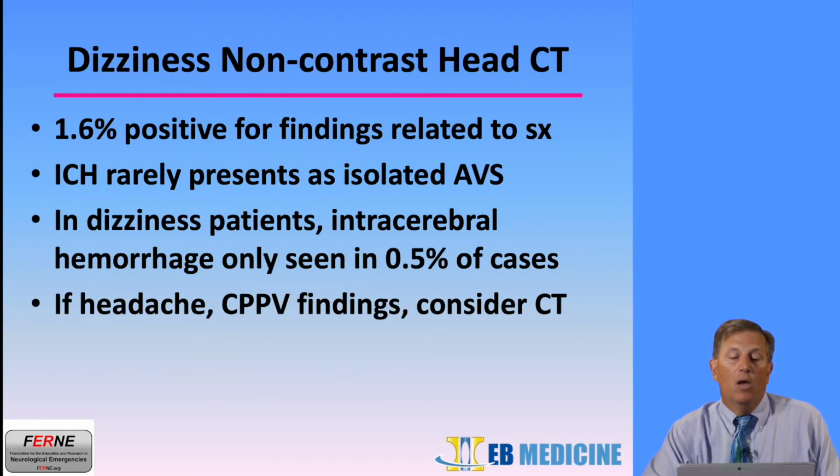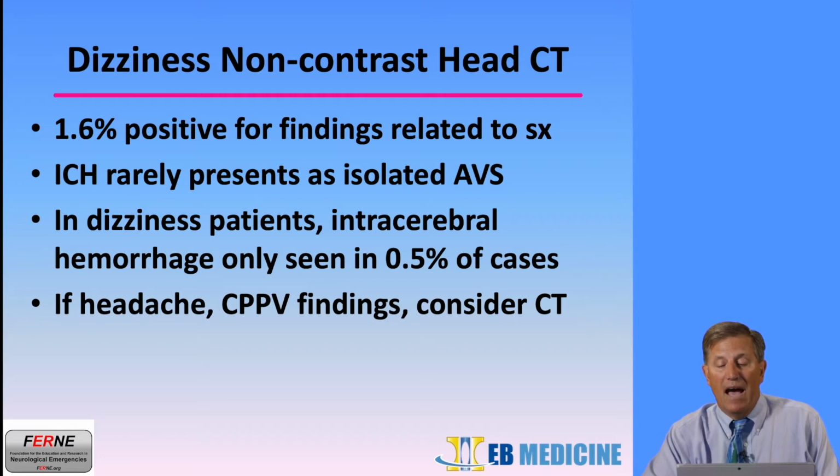Now, in dizziness, we know that only 1.6% of patients with a non-contrast head CT who are dizzy in the ED will have any positive findings related to the symptoms that they present with. ICH, or intracerebral hemorrhage, rarely presents as an isolated acute vestibular syndrome. And in dizziness patients, intracerebral hemorrhage is only seen in 0.5% of cases or less, that is 1 in 200 or less. We know that if there's a headache and CPPV findings, we should consider CT. The CPPV is a central etiology for what appears to be a peripheral triggered vestibular syndrome, and we're going to talk about that specifically coming up.